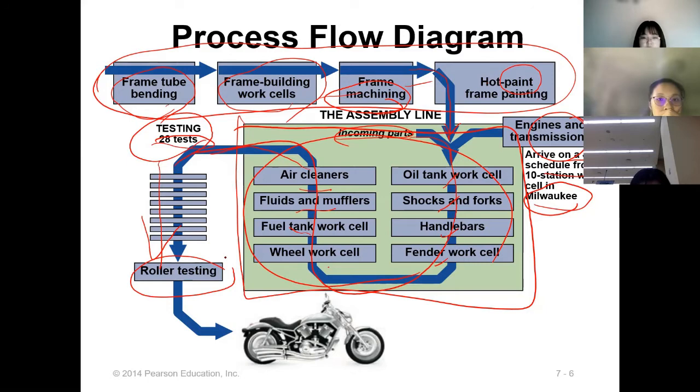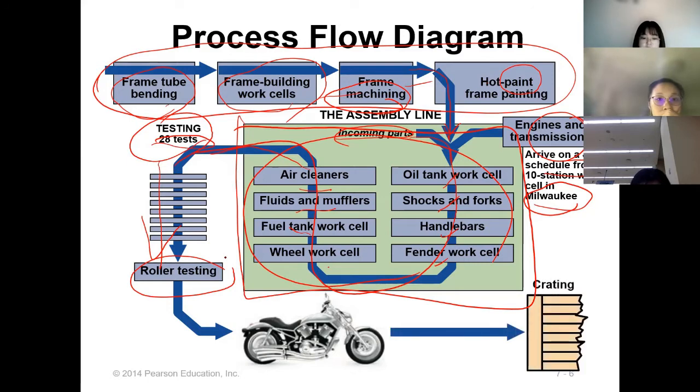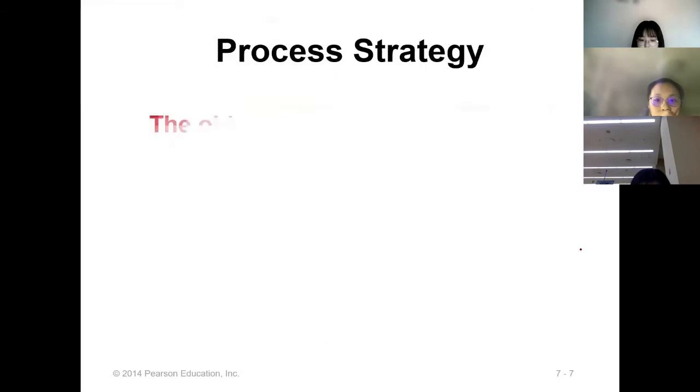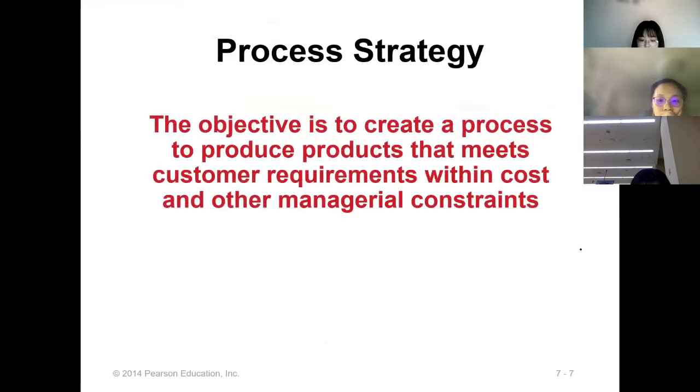It is repetitive. So you make one motorcycle, and it will be created, put in a box, and shipped out. Okay, so this is the process flow diagram of the manufacturing of a motorcycle, right? So you think about this. This is the product.